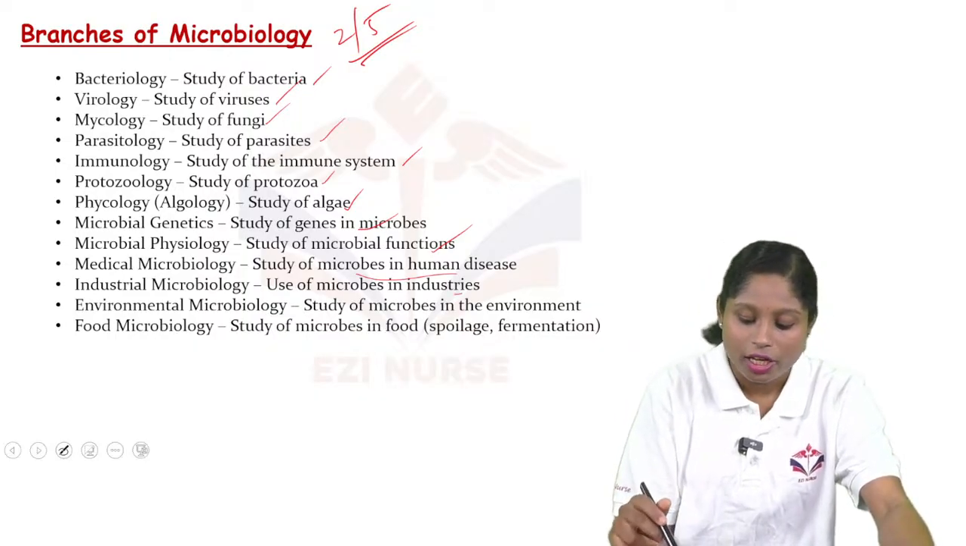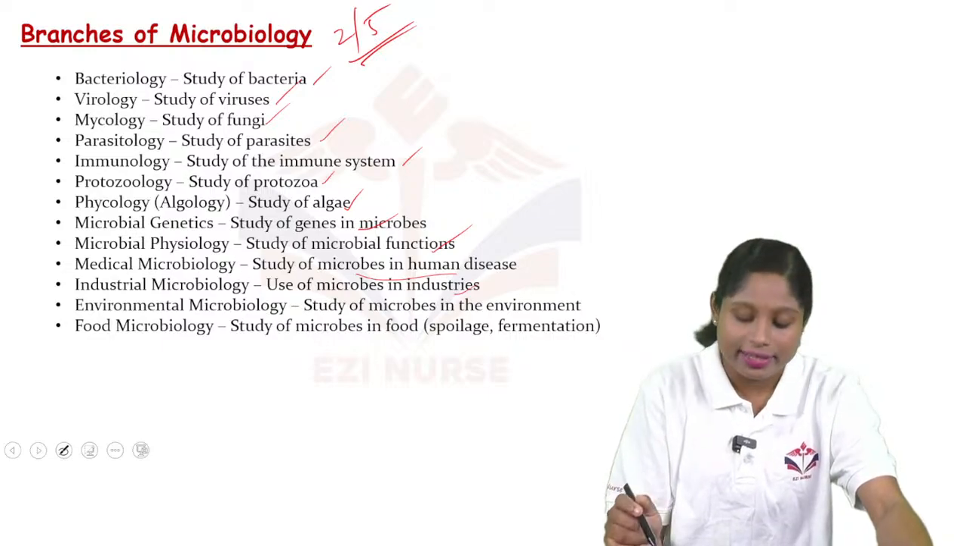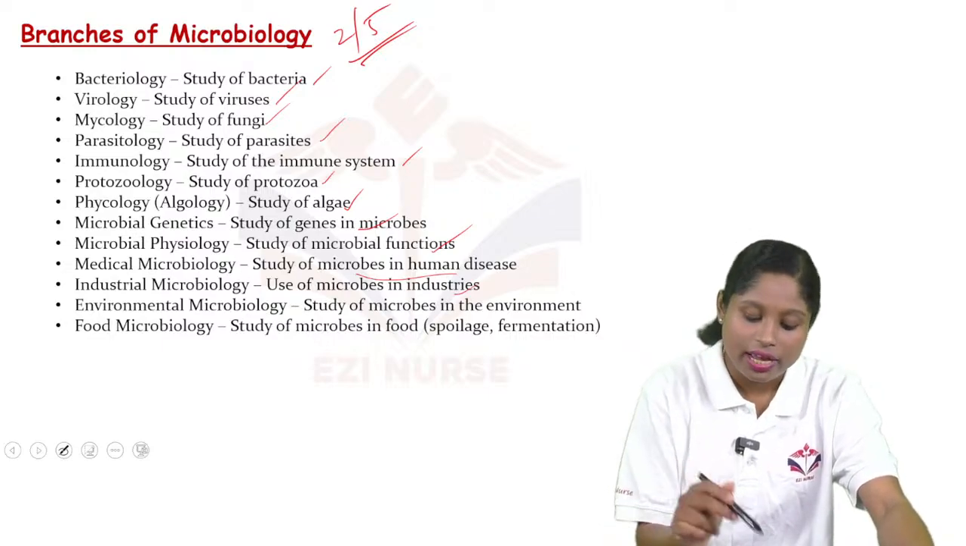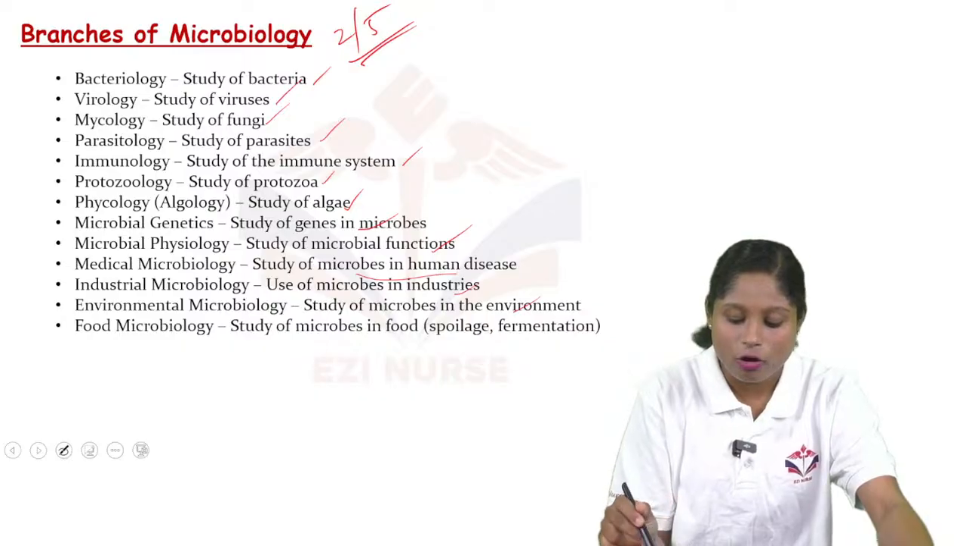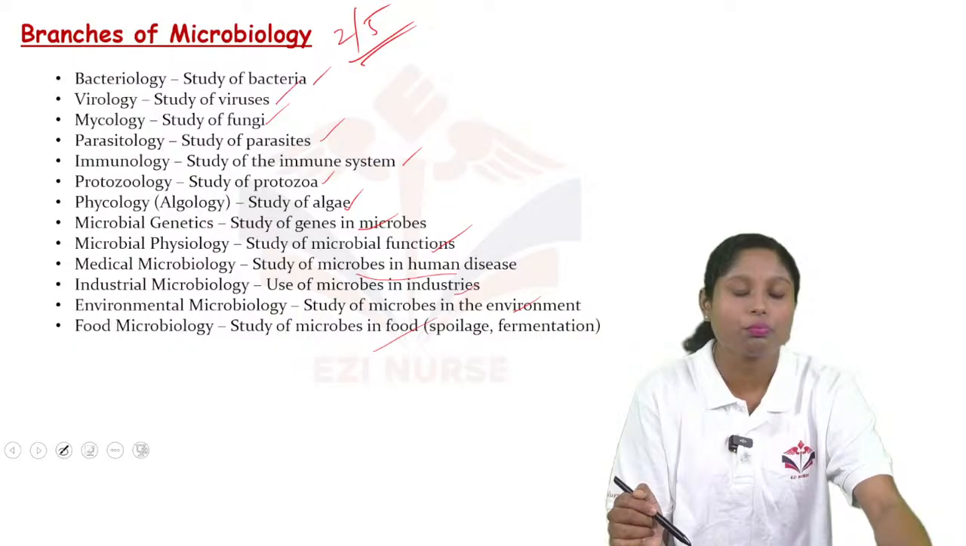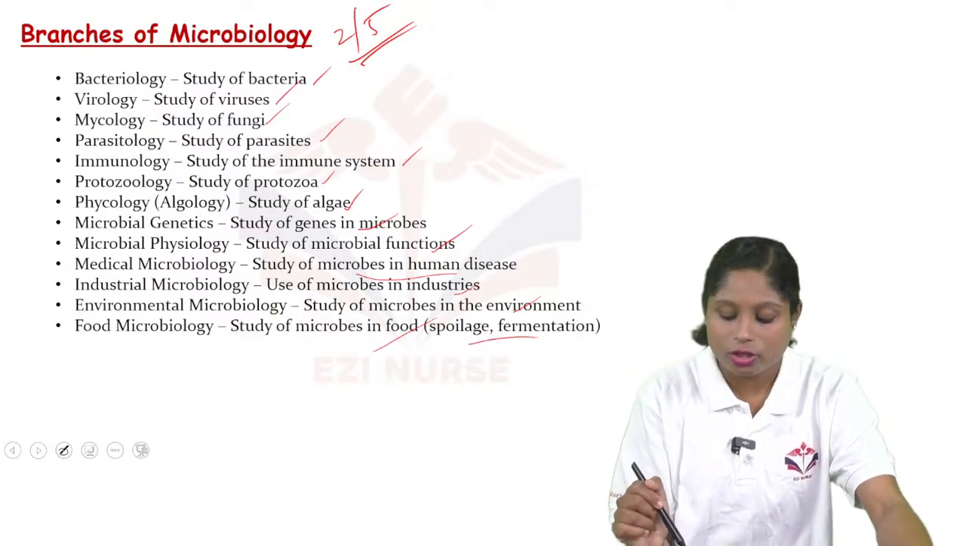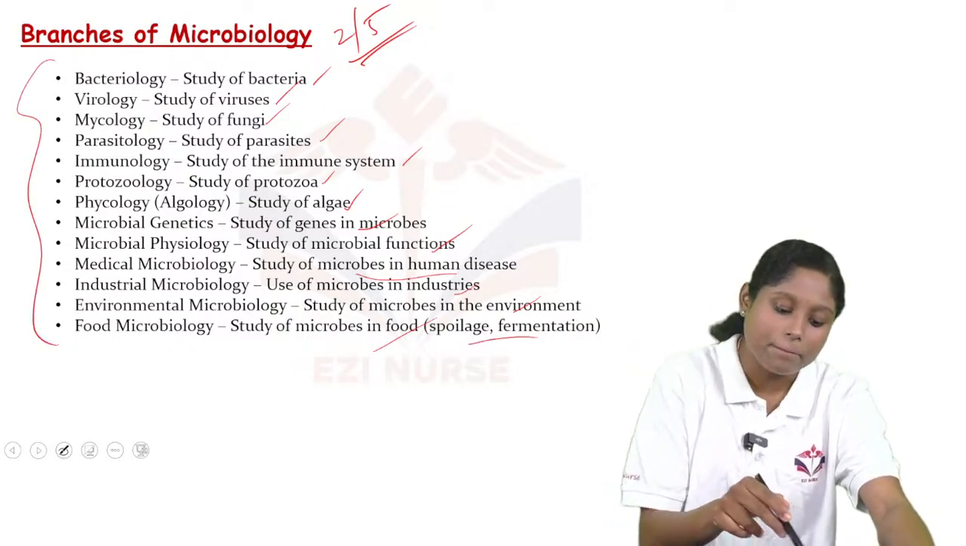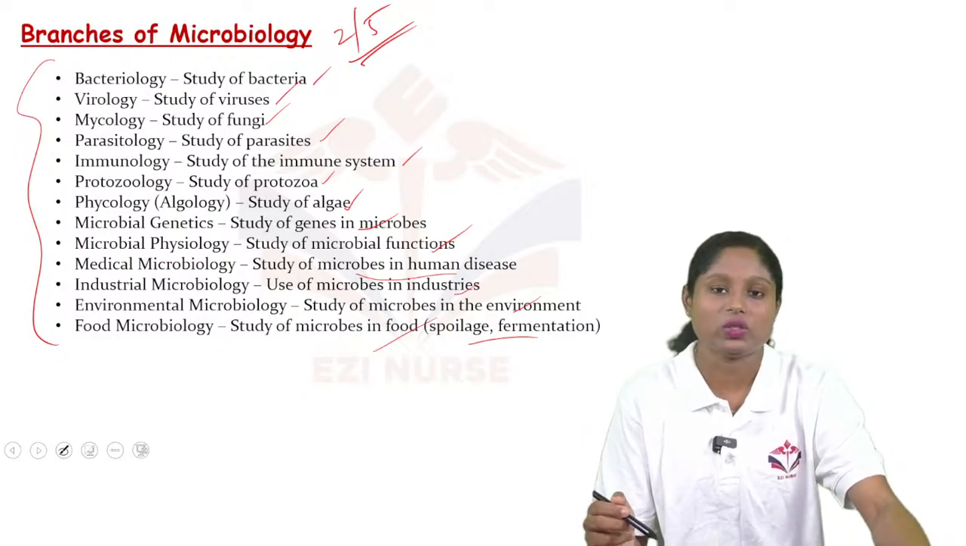Industrial microbiology is the use of microbes in industries. Environmental microbiology is the study of microorganisms in the environment. Food microbiology is the study of microbes in food, like spoilage or fermentation. So these are the main branches of microbiology.